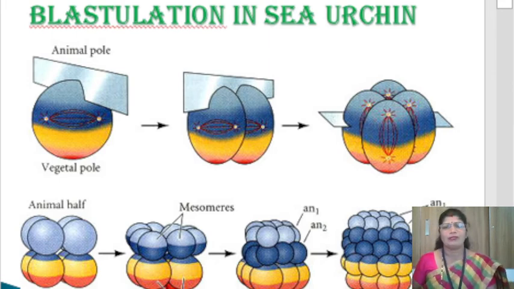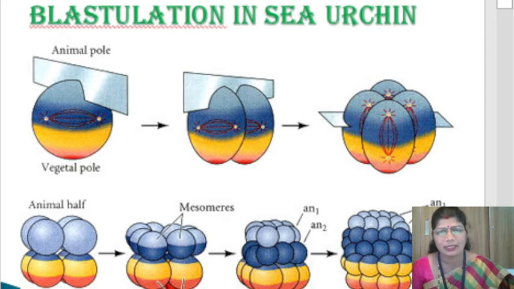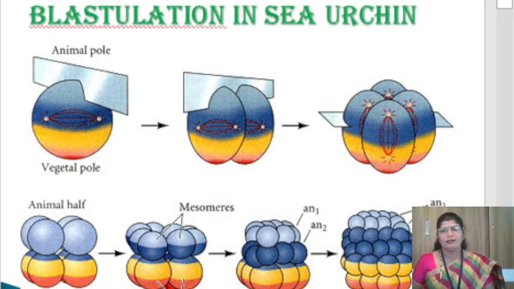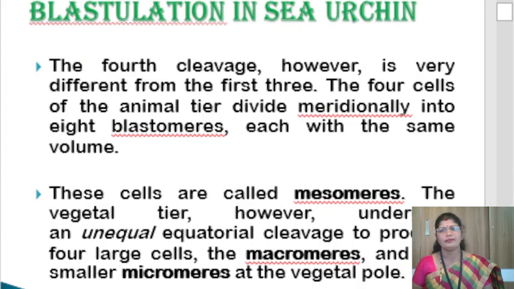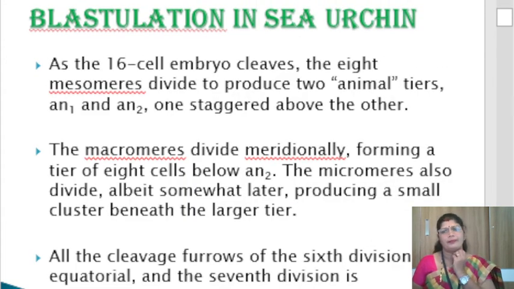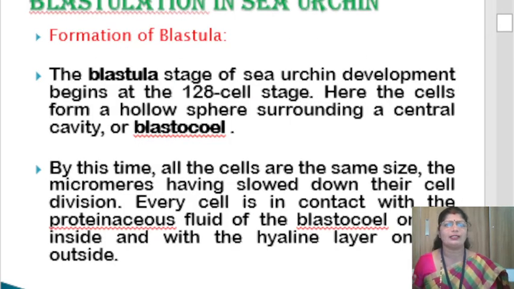Okay, so afterwards the simultaneous cleavage will take place until it reaches 128 cells. This is the cluster of cells. Then it will start with the formation of blastula in sea urchin. So here after the 128 cells, blastulation will start. That is called the formation of blastula.